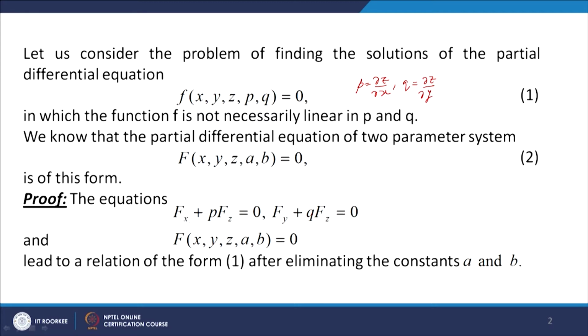Now, the two equations f_x + p f_z = 0, f_y + q f_z = 0 and the given relation f(x, y, z, a, b) = 0 will lead us to a relation of the form 1, when we eliminate the constants a and b. So, in general it is possible to eliminate the arbitrary constants a and b from these three equations to arrive at a partial differential equation of first order, that is f(x, y, z, p, q) = 0.